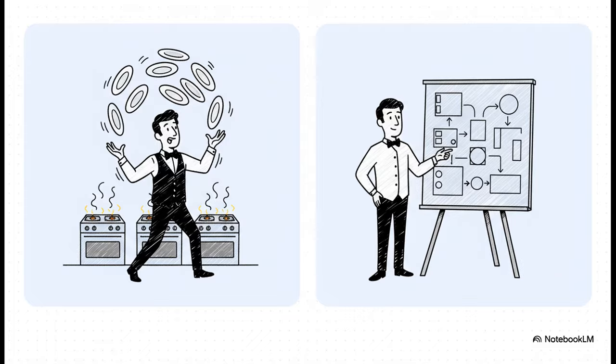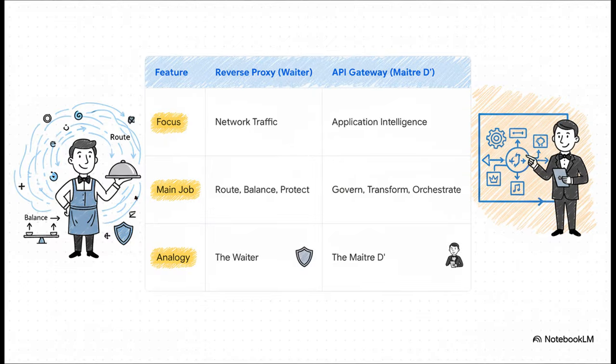The API gateway, our maître d', is focused on application logic. It's about understanding the requests, securing them, and making complex things simple. Its job is to keep the whole system smart. So you've got alive versus smart. That's the key. And let's just lay it all out one last time. You can see it here. The reverse proxy's focus is on that network traffic management. Its main job is to route requests, balance the load, and protect the servers.